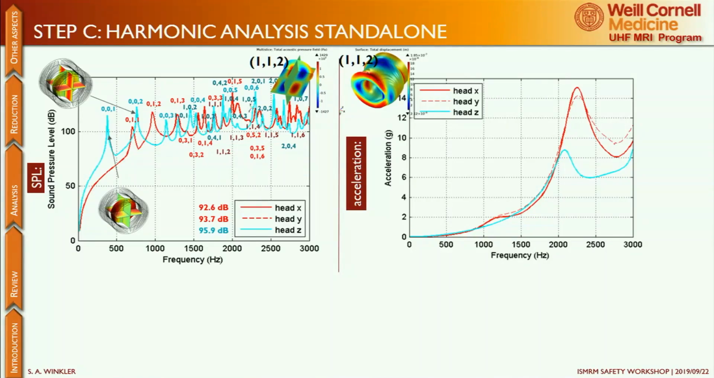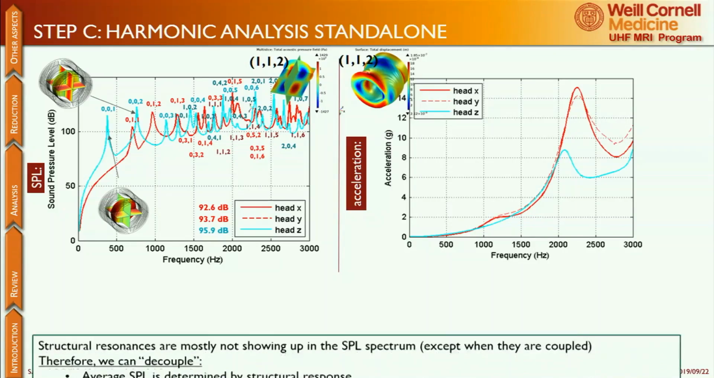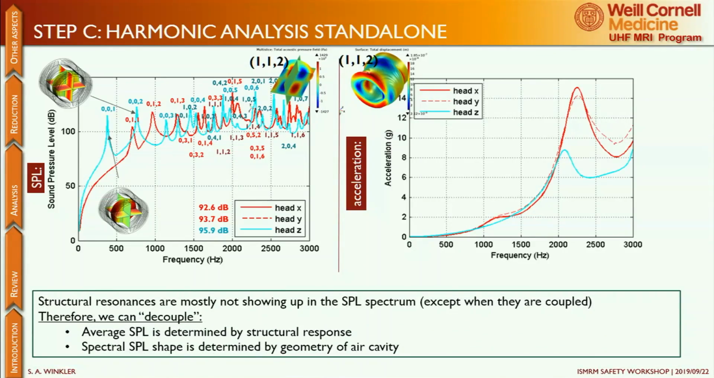So this is the sound pressure level spectrum. And then here you see the vibrational spectrum with the accelerations. And what you can infer is that really these resonances that are happening here aren't really showing up here. So what really matters more, it seems, is that the acoustic resonances show up. So in a way, we can decouple a little bit. So we think that the average sound pressure level is determined more by the vibrational response, and the spectral shape is more determined by the geometry of the air cavity.